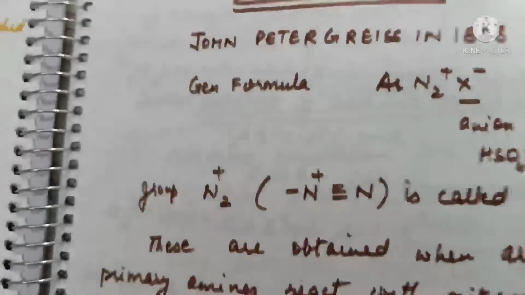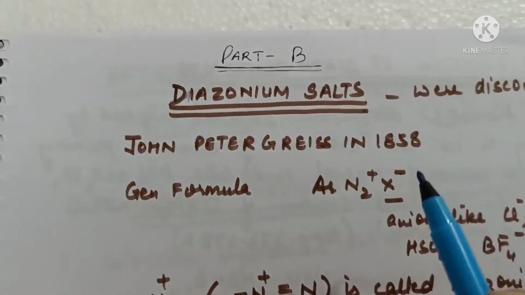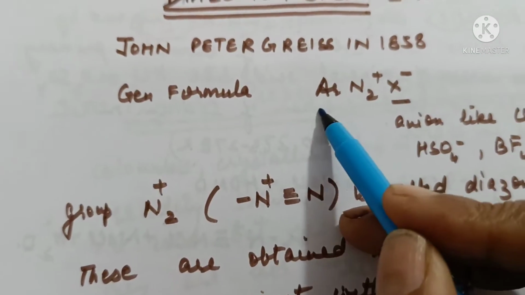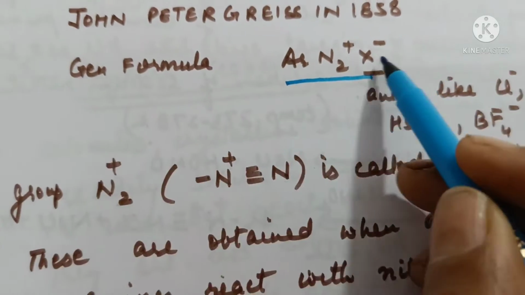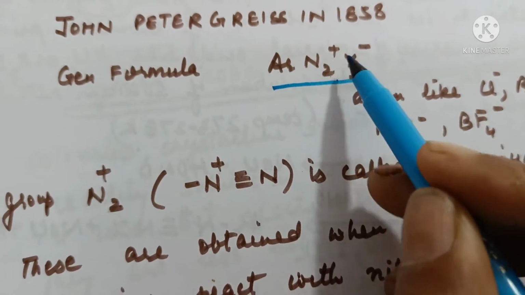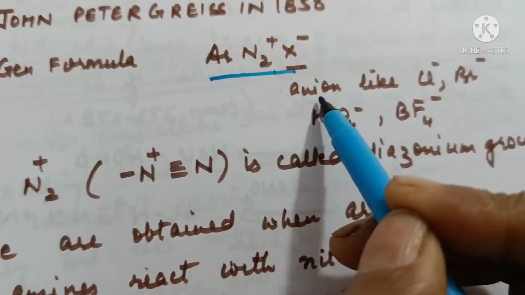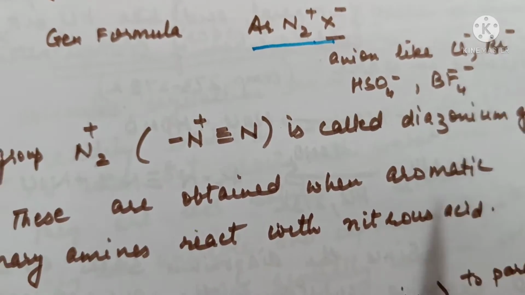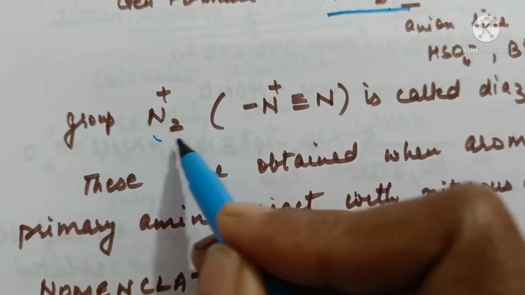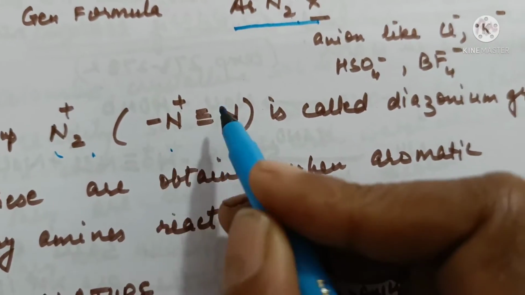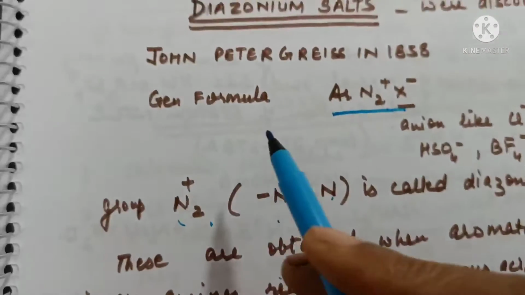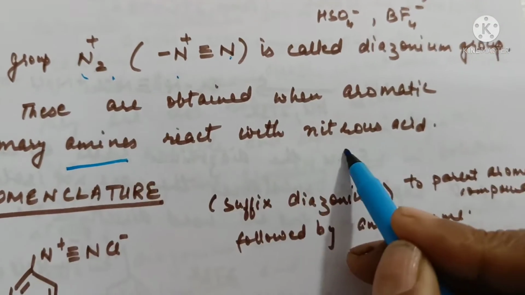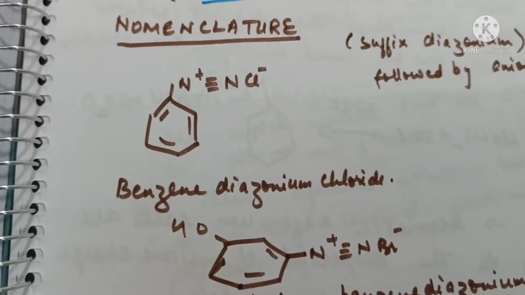Our topic for today is Diazonium salts. Diazonium salts were discovered by John Peter Grace in 1858. The general formula is arene N2+ X-, where X- is an anion like Cl-, Br-, HSO4-, BF4-, etc. The group N2+ is called the diazonium group, and these diazonium salts are obtained when aromatic primary amines react with nitrous acid in cold conditions.